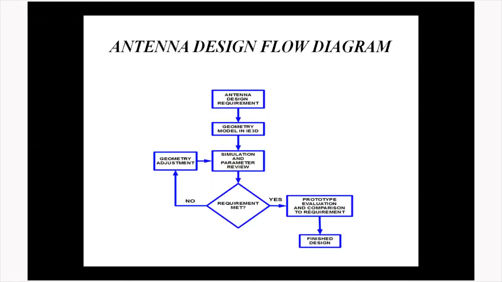This is the antenna design flowchart. First of all, we take the antenna design requirements, that is gain, directivity, return loss, and radiation patterns, and then it is simulated by using the IE3D software. If the requirements are met, the design process is finished. Otherwise, the process is repeated until the values are obtained.